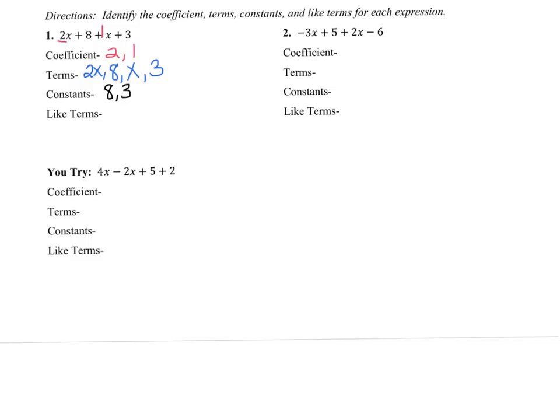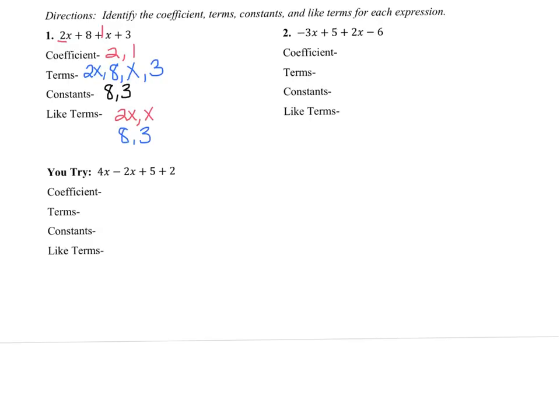Lastly, we want to identify our like terms. These are the similar terms in this expression. Our first term is 2x. Are there any other x's here? Yes, x. So our first like terms are 2x and x. Our second like terms are our numbers, 8 and 3.